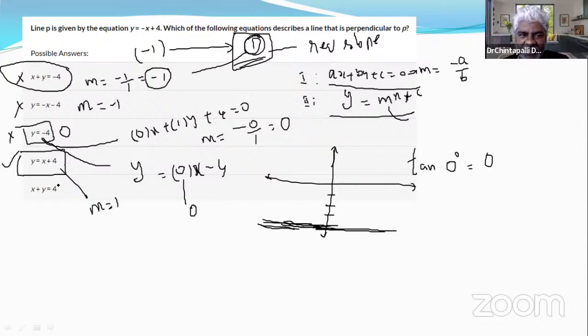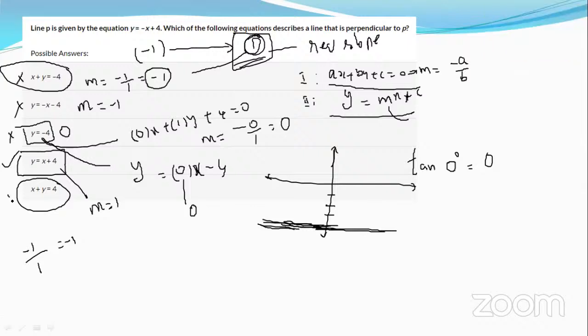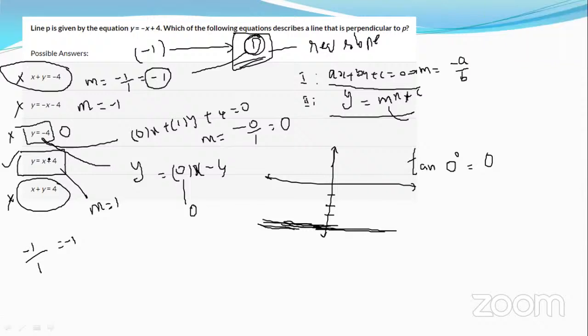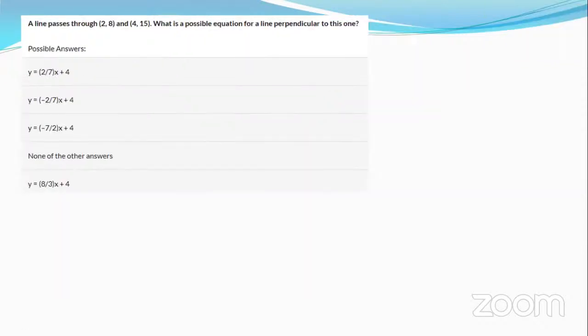For confirmation, we can check option 5. Option 5 is in the first format, so its slope is negative x coefficient by y coefficient, that is equal to -1, which is not equal to the required slope. So option 4 is correct. Got it? Clearly?